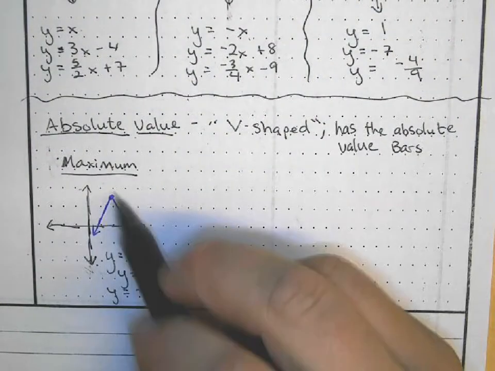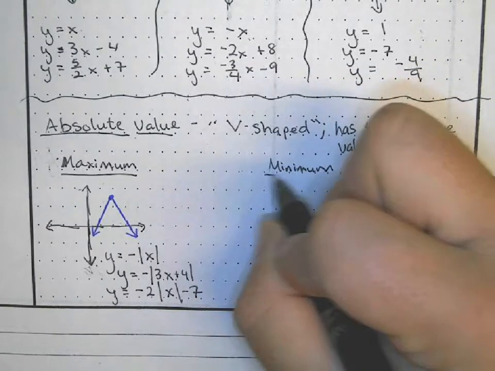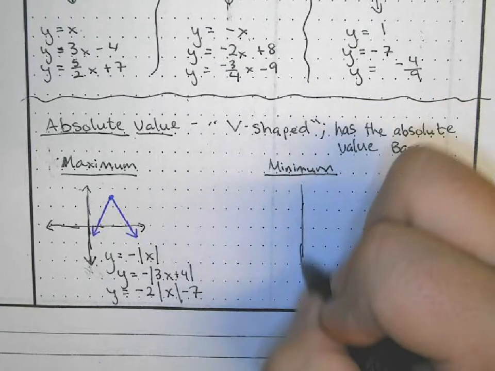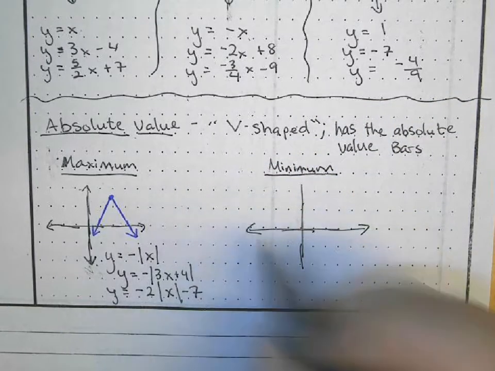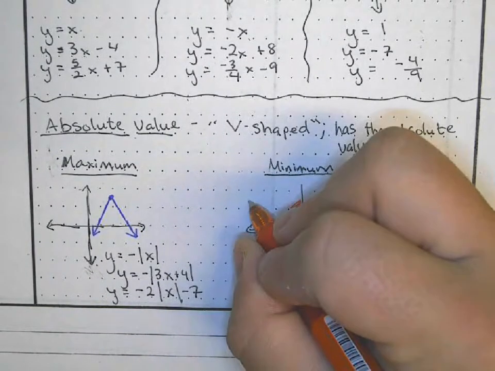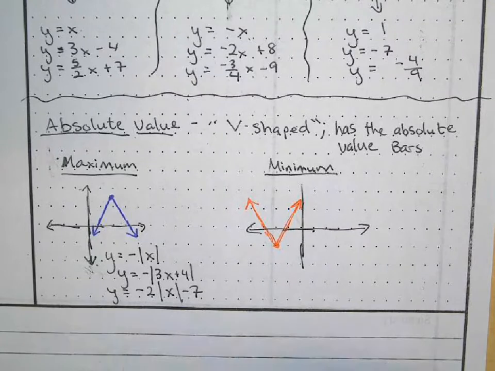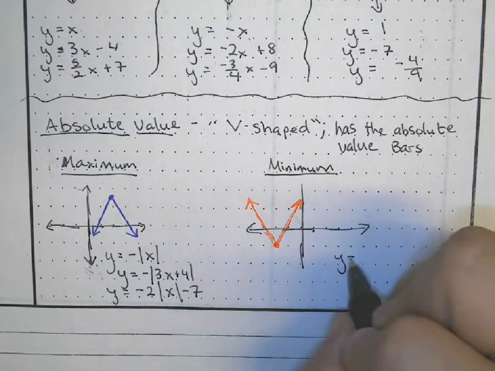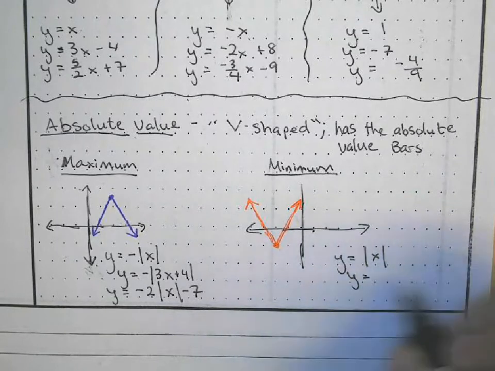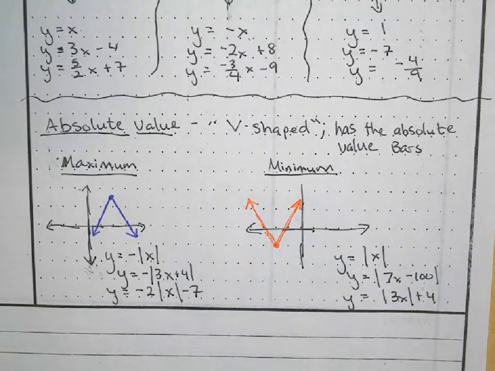And then we have the other side where I flip my V, and that will have a minimum. So I'll have a lowest point on this graph. That'll look something like this, where my V is now pointing in the right direction, creating a minimum point. That's a minimum, that's a maximum. Now I don't have those negatives out front. So I just have y equals the absolute value of x, y equals the absolute value of 7x minus 100, or y equals absolute value of 3x plus 4. All those are examples.